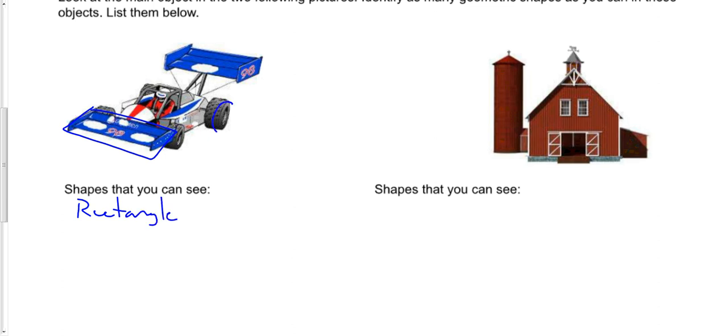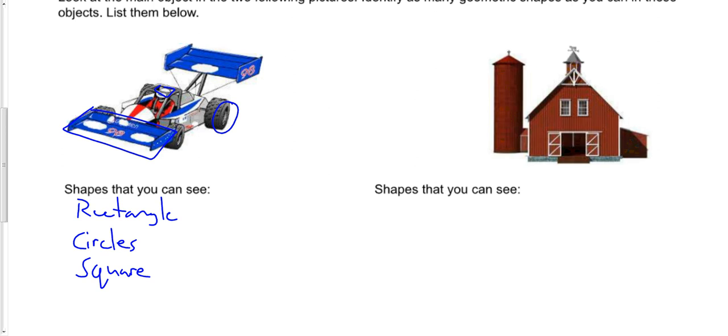Certainly the wheels are circular in shape. So we see rectangles, we see circles. This kind of looks a little squarish up here. And there are other shapes in there as well. Again, these are mostly what we would call the regular polygon shapes. Rectangles, squares, and so on, these are regular geometric shapes.